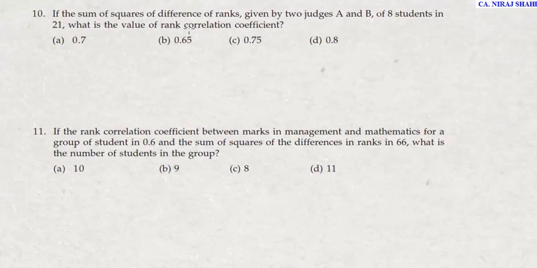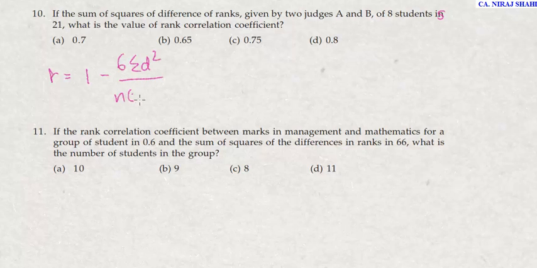If the sum of squares of difference of ranks given by two judges A and B of 8 students is 21, what is the value of rank correlation coefficient? Rank correlation coefficient is equal to 1 minus 6 sigma d square divided by n into n square minus 1. So here in this case it is 1 minus 6 into sigma d square. The sum of squares of difference of rank is given, 21.